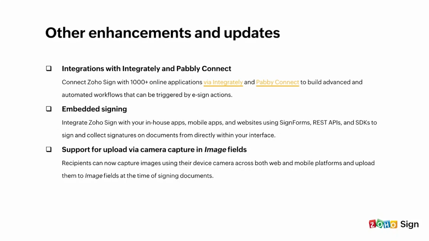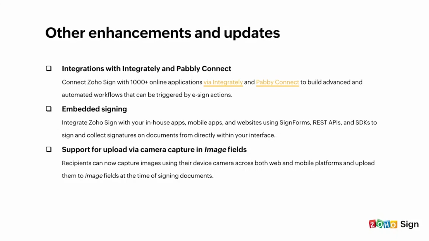And another update for our developer enthusiasts is that we now support embedded signing in its full form, meaning you can integrate Zoho Sign with your in-house applications, mobile applications, and your websites and other services using either our native sign forms feature or directly through our APIs and SDKs to collect signatures on documents from directly within your interface rather than having to have them navigate to Zoho Sign.